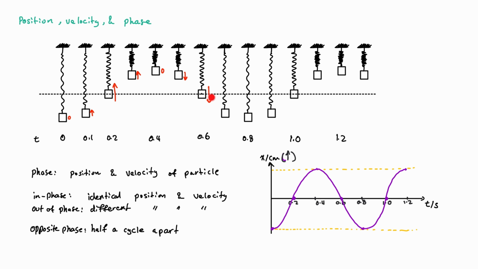Once it passes the equilibrium position, the spring is now stretched. And when it's stretched, it's going to be pulling the object in the upward direction. And when it does, the object is moving down, but experiencing an acceleration in the upward direction, and therefore is slowing down, so its velocity reduces.